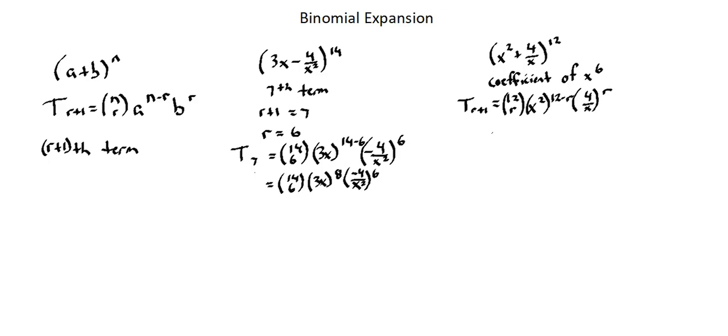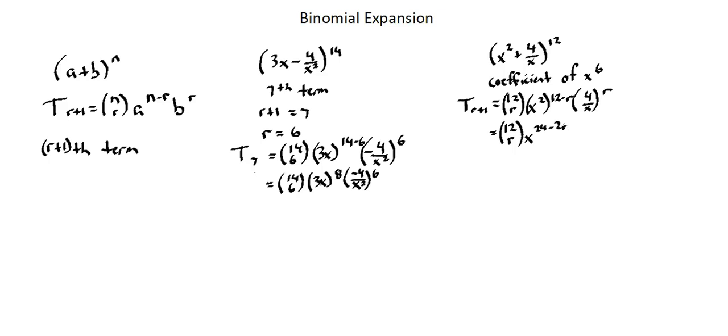From here, 12 over r times x to the power of, first, 2 times 12 is 24, minus, next is 2 times r, or 2r.